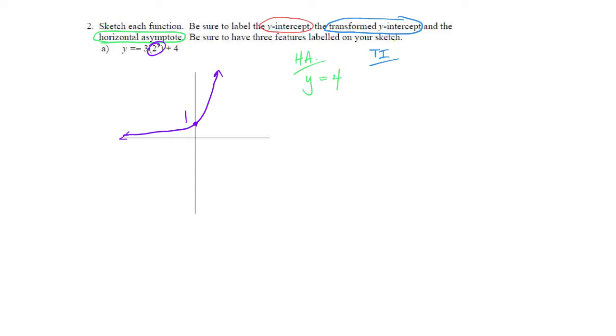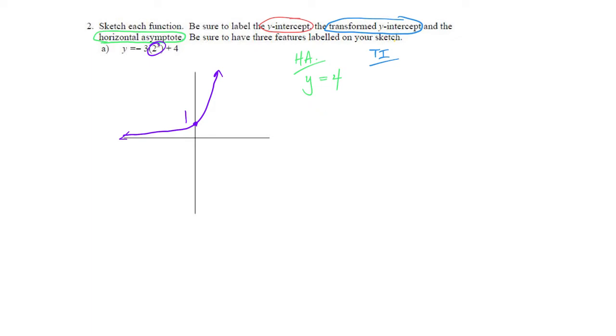So for me to get my transformed intercept, I want to know, where does that intercept get moved to? Where does it get changed to? Where does it get transformed to? So I'm finding the transformed y-intercept. Okay, I'm going to do all of those transformations, but I'm just going to focus in on my transformed intercept.